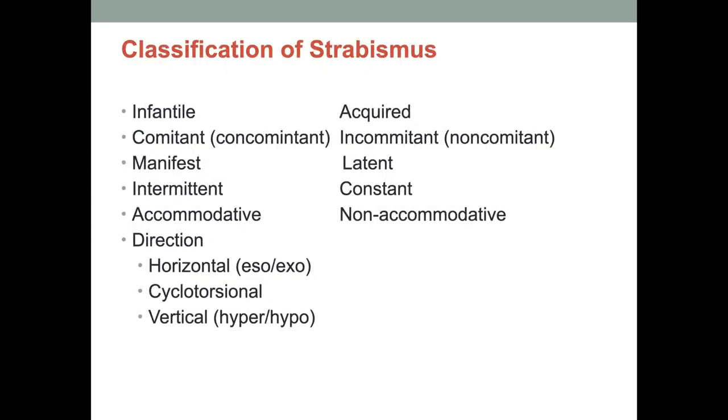So how do we classify strabismus? And this is very important. Strabismus can be classified as infantile or acquired, comitant versus incomitant, manifest versus latent, intermittent versus constant, accommodative versus non-accommodative, and then we can classify it based on the direction of gaze, whether it's a horizontal strabismus, cyclotorsional, or vertical strabismus.